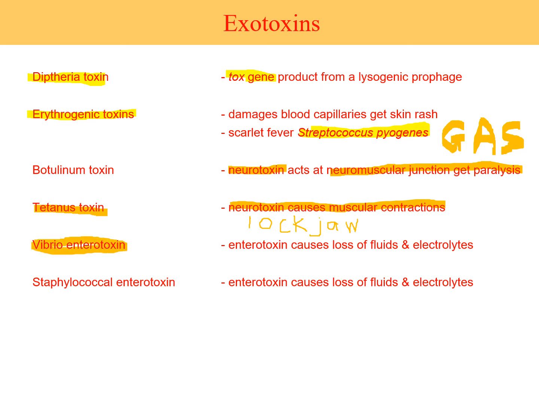Vibrio enterotoxin is the toxin associated with cholera. Vibrio cholerae is the organism that causes the disease cholera. It is an enteric, intestinal infection that causes loss of fluid and electrolytes and very severe diarrhea. Staphylococcal enterotoxin can also cause loss of fluids and electrolytes. Many of the organisms that infect the GI tract cause fluids and electrolytes, instead of getting absorbed in the gut, to move into the gut space and therefore cause severe diarrhea.